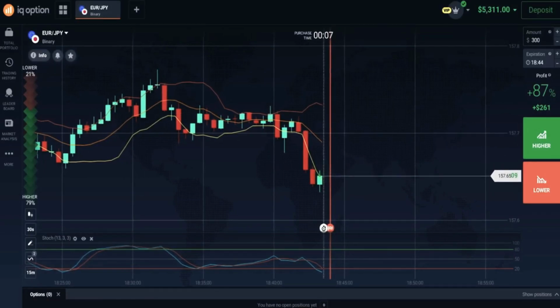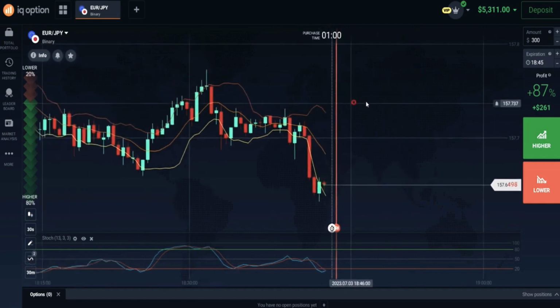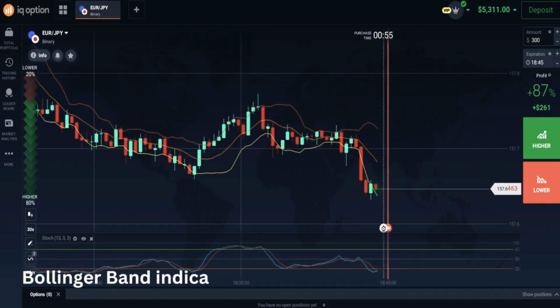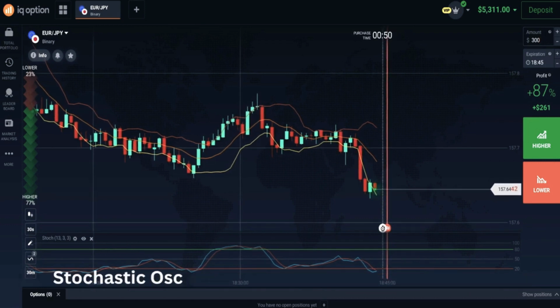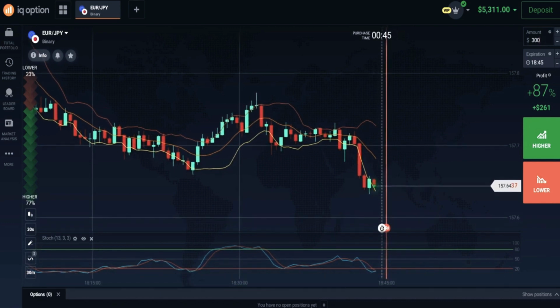Today, I'll share a highly profitable trading strategy using the Bollinger Band and stochastic oscillator indicators. This strategy has shown effectiveness across various markets. To implement this strategy, we'll need the Bollinger Band indicator set to 9 periods with 1.5 deviation setting, and the stochastic oscillator indicator with default settings.